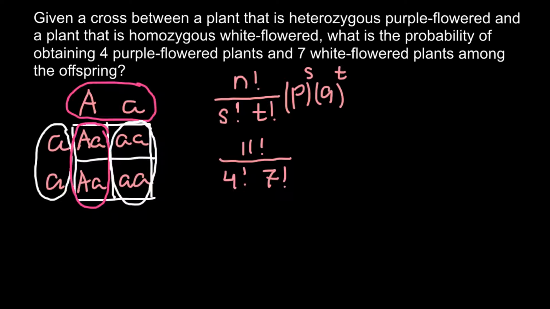That means that in our formula, the probability for type 1 events, or purple flowered plants, would be 1/2 raised to S, which is equal to 4, so raised to 4. And we have to multiply by Q, the probability of type 2 events, which is white flowered plants, and the probability also would be 1/2, raised to 7, so raised to T, and T equals 7. As you see, when we apply numbers, it's now very easy to solve this problem.